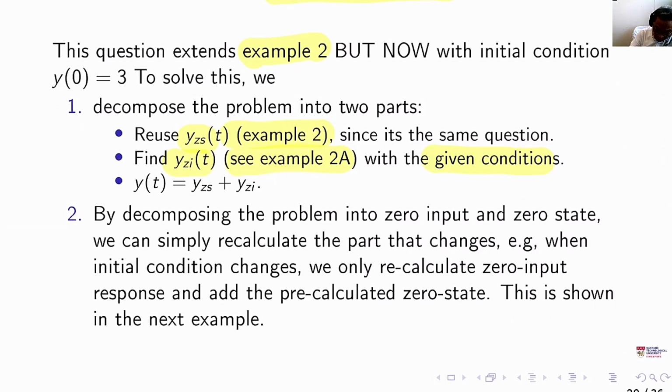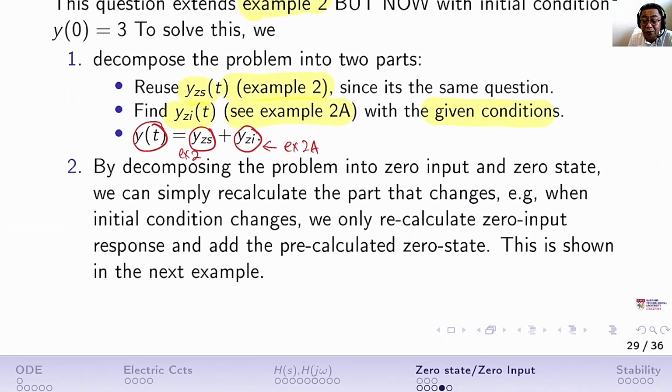So here, alright, we have the zero state Zs from example 2, and we have Zi due to example 2a. Together they give y of t. Now, we already know that if we have already computed Zs, we do not need to compute it again. So we are only going to compute Zi this time.